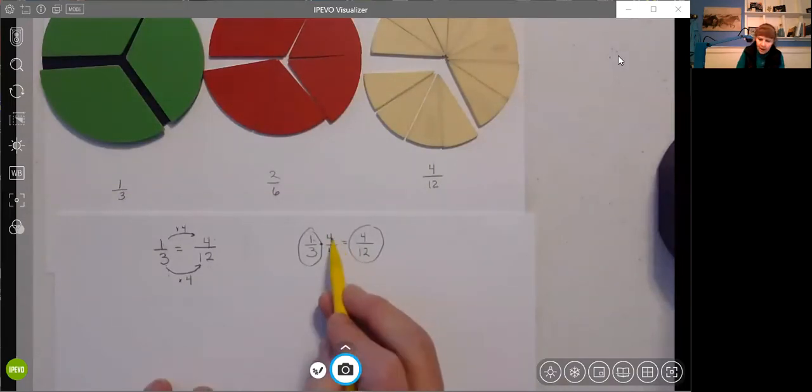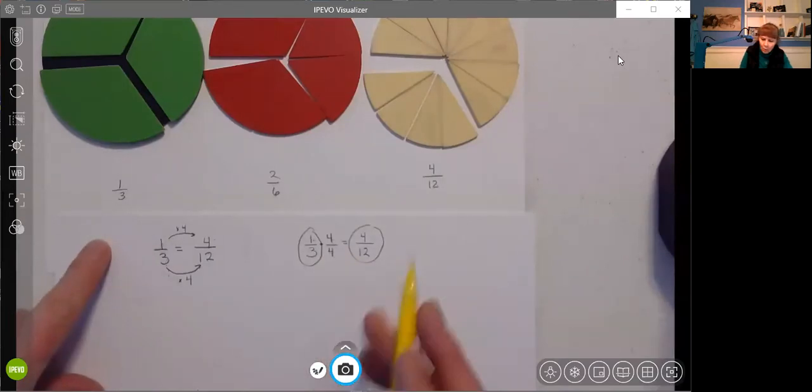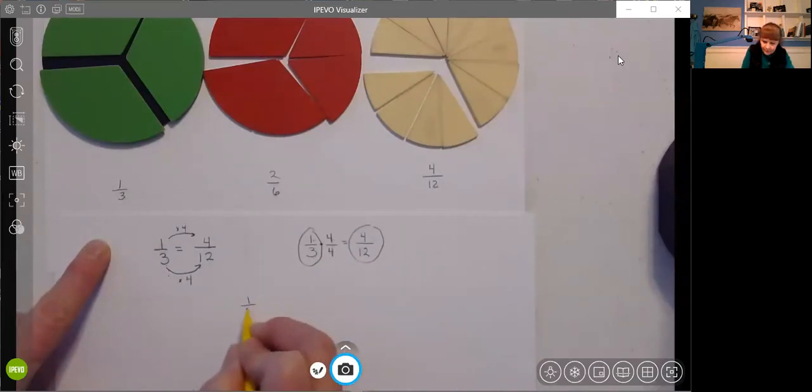Okay, this is the number 1. If you have 4 out of 4 pieces, you have a whole. If you have 3 out of 3 pieces or 5 out of 5 pieces. Well, let's discuss this right here and how to come up with this. Let's look at 1/3 to 2/6.